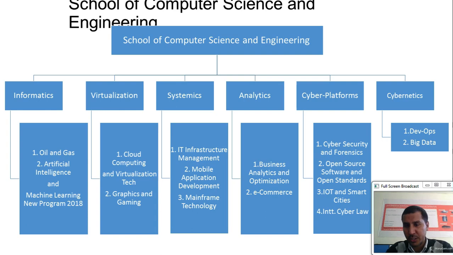This slide primarily talks about the different branches being offered at UPS, clubbed under different verticals. If you join UPS, you will be given one of these slots: Department of Informatics, Department of Virtualization, Department of Systematics, Analytics, Cyber Platform, and Cybernetics. In 2018, this year, we'll be launching artificial intelligence and machine learning in collaboration with IBM. I'll come to this slide in due course when talking about what different courses we offer.